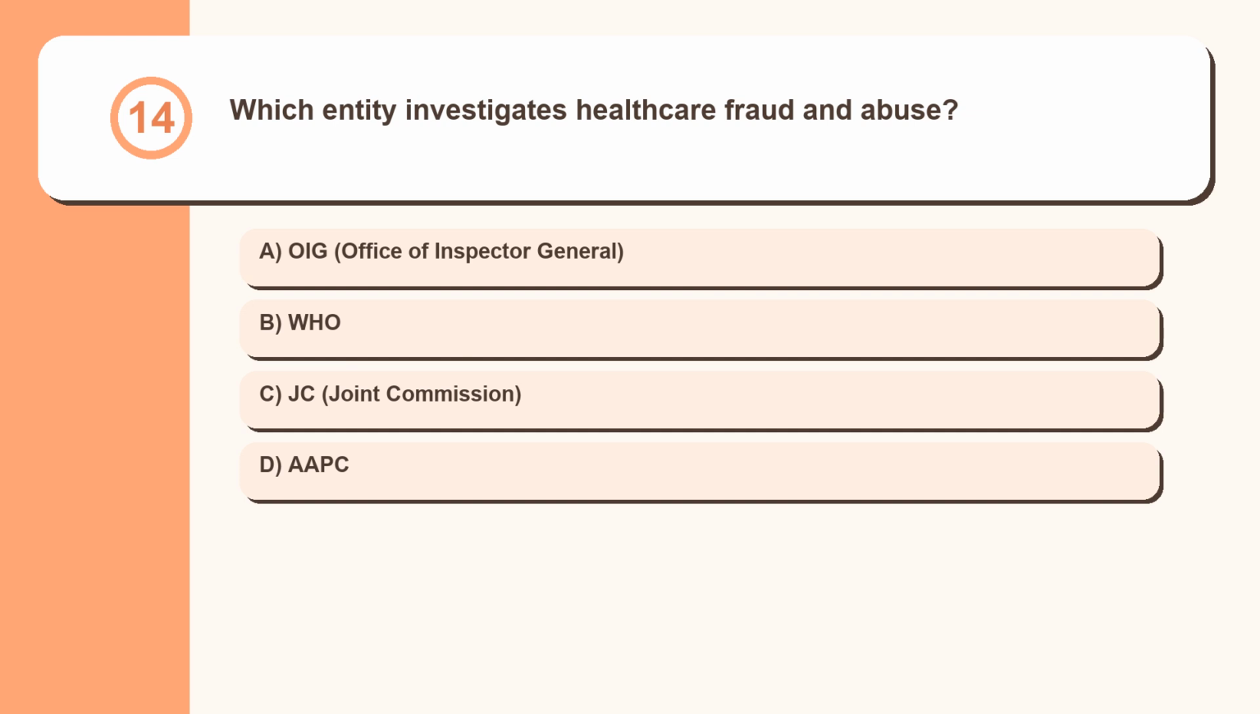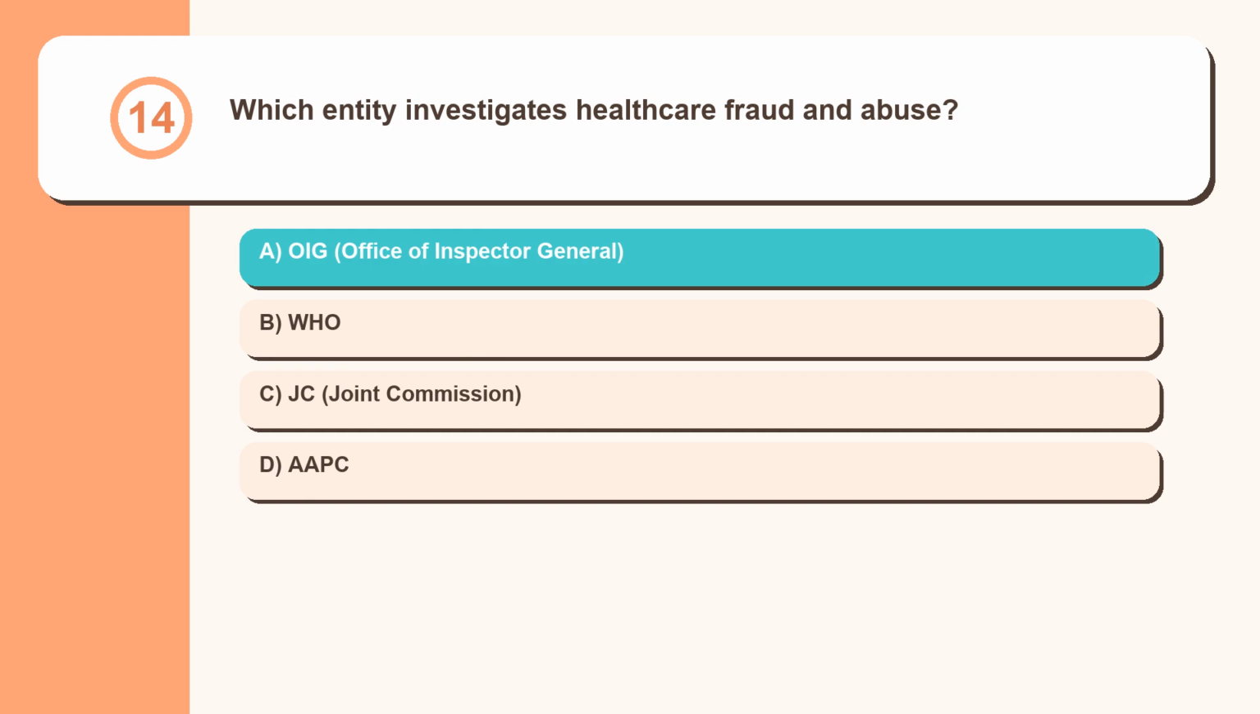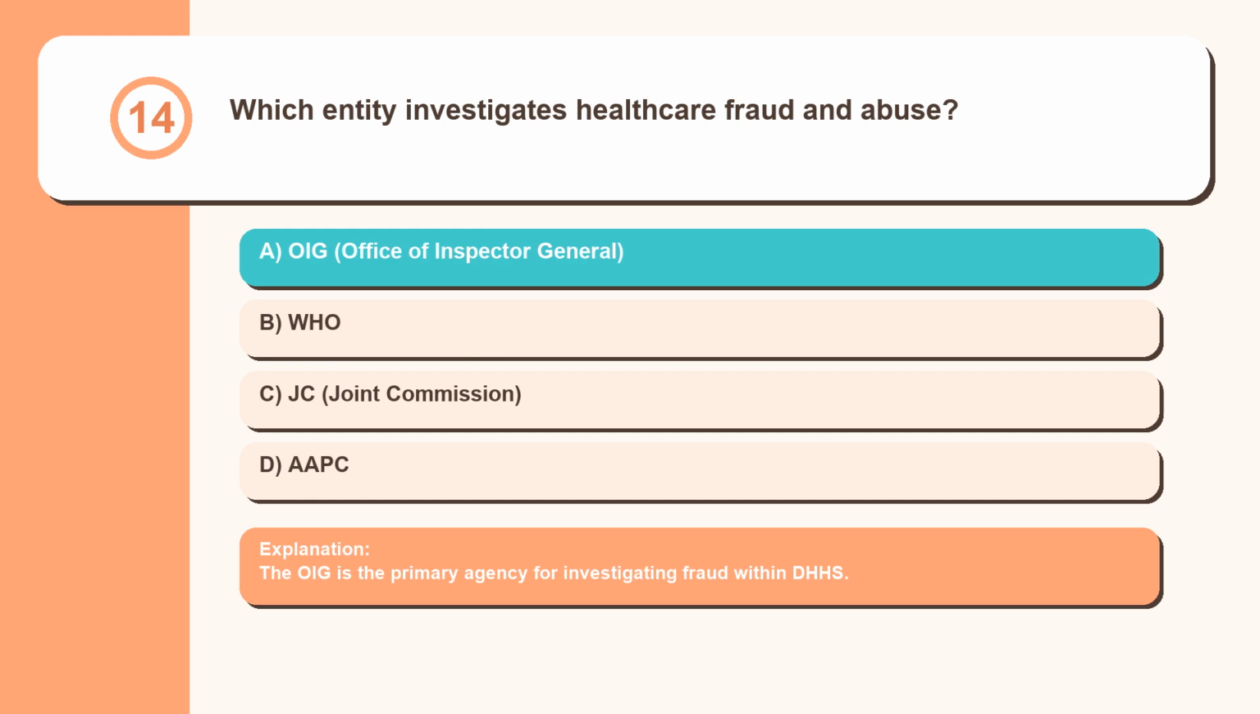Question 14. Which entity investigates healthcare fraud and abuse? OIG, Office of Inspector General. WHO, JC, Joint Commission, AAPC. The OIG is the primary agency for investigating fraud within DHHS.